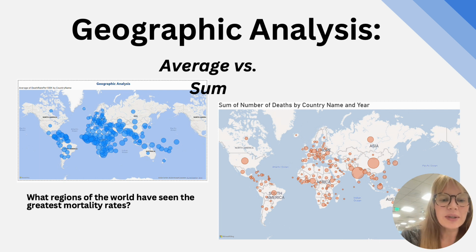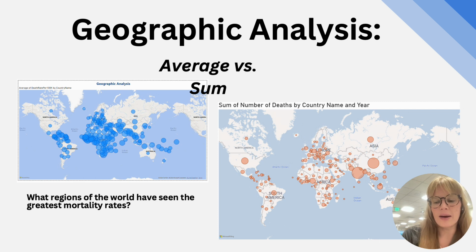For our geographic analysis, our question was what regions of the world have seen the greatest mortality rate? And we used the map visuals in Power BI to demonstrate what the data would look like if it was represented by the average death per 100,000 per country or by the total sum. The sum one gives us more obvious insight because you're going to have a higher death rate with the more populous country that you have.